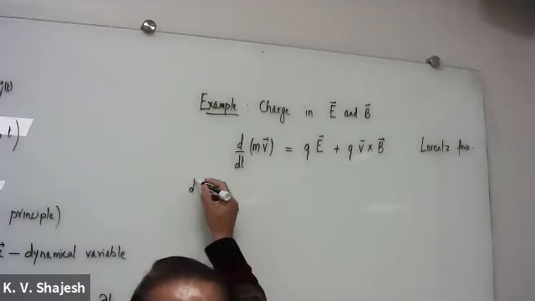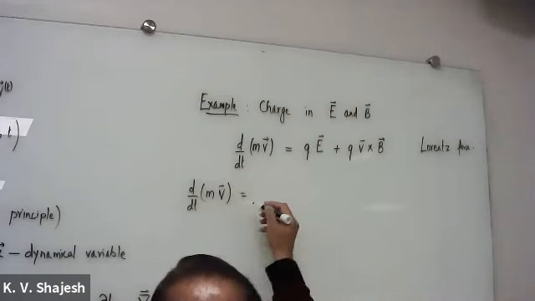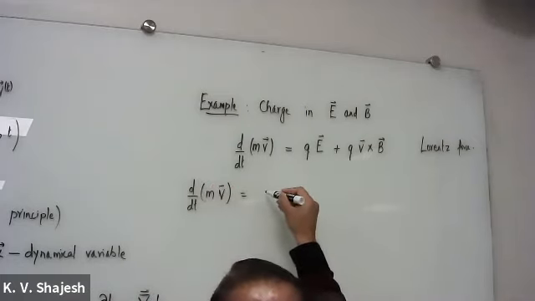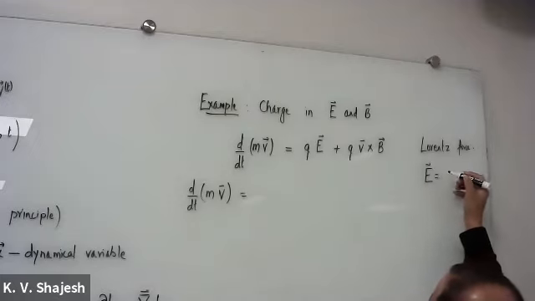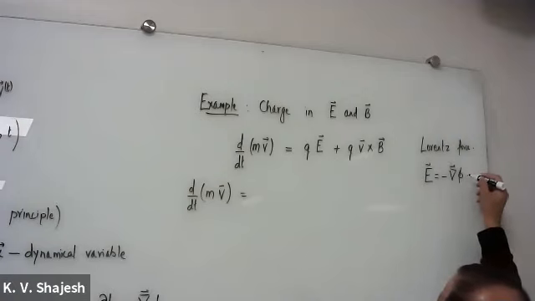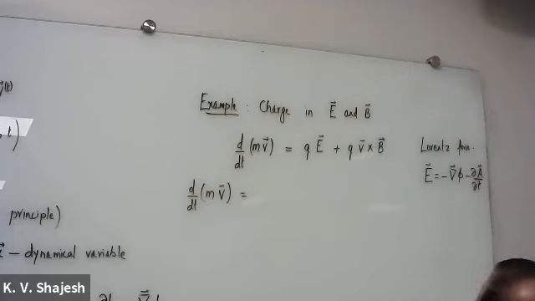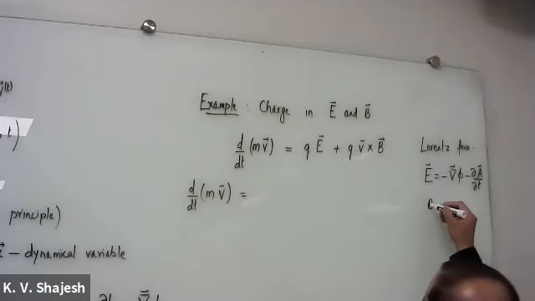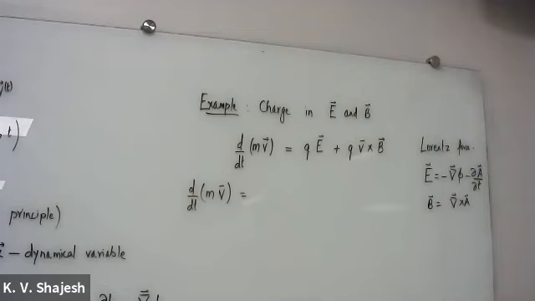So we said d by dt of mass times velocity is equal to, this is just going over what we did last time, the electric field, remember, is a negative gradient of potential and a negative time derivative of the vector potential, and the magnetic field is always del cross A. That's because the divergence of the magnetic field has to be equal to 0, since there are no magnetic monopoles, and so it can be written in terms of a curl.